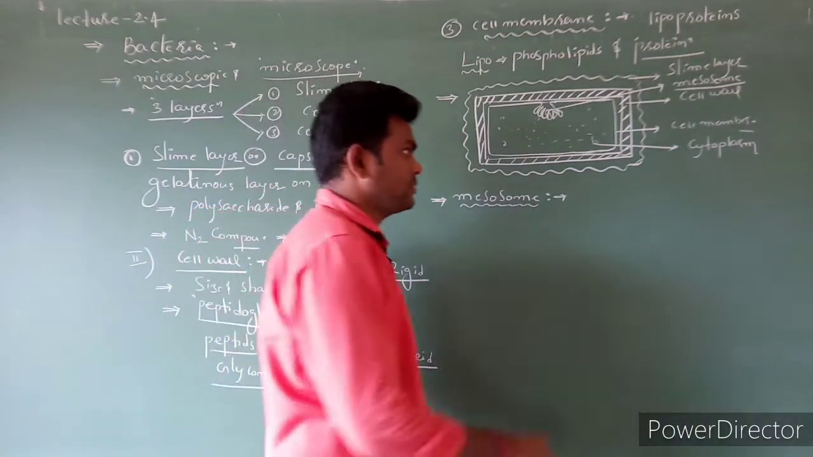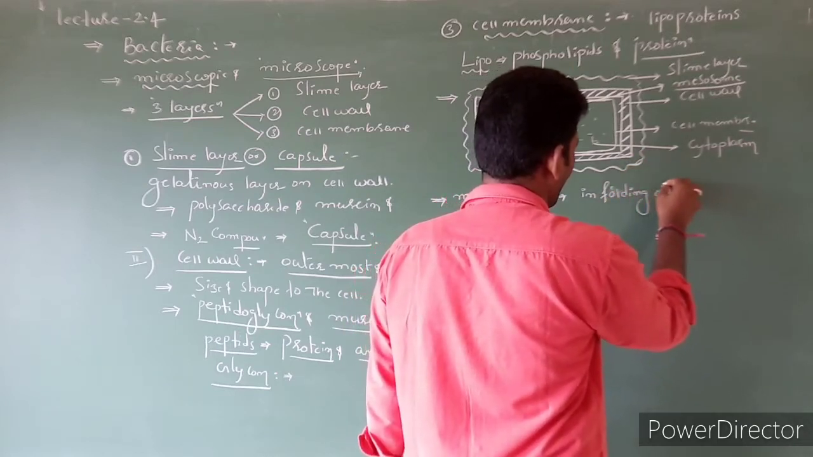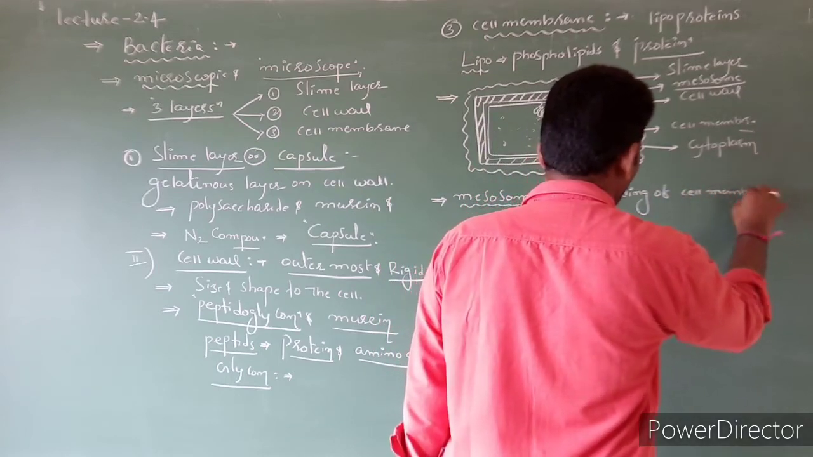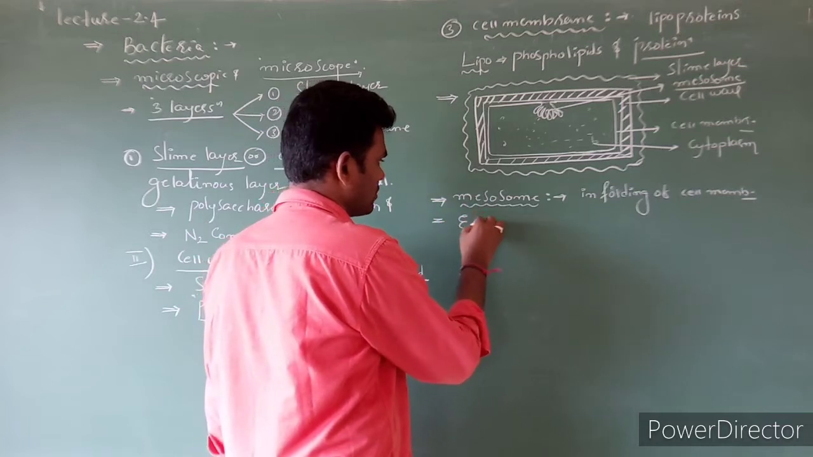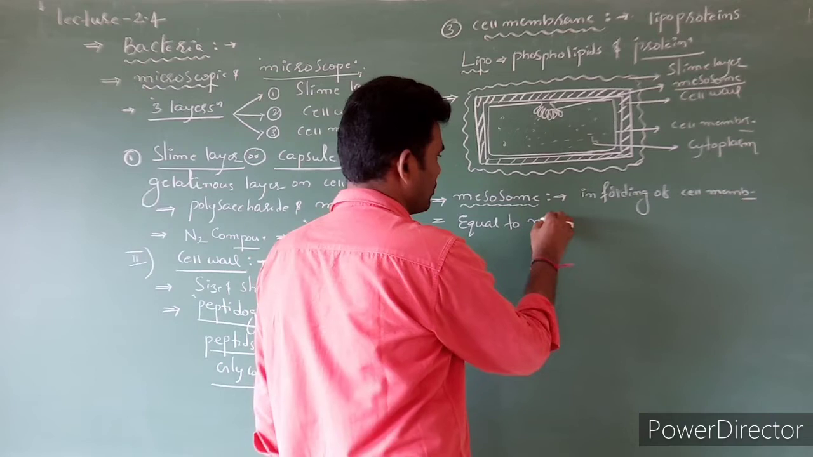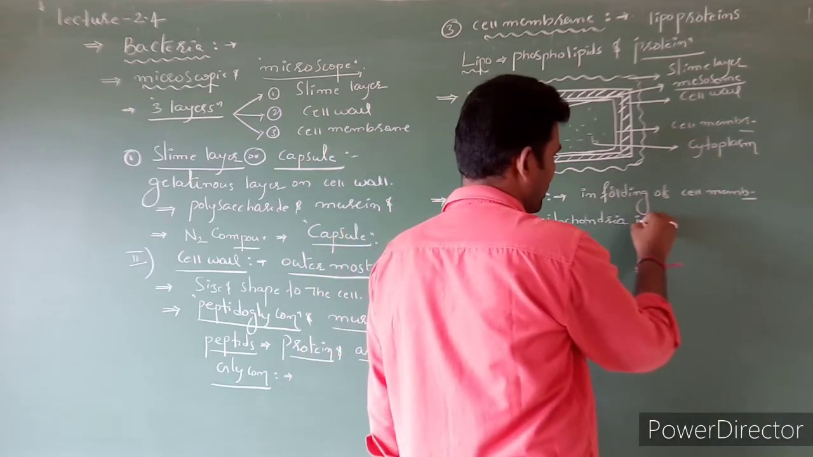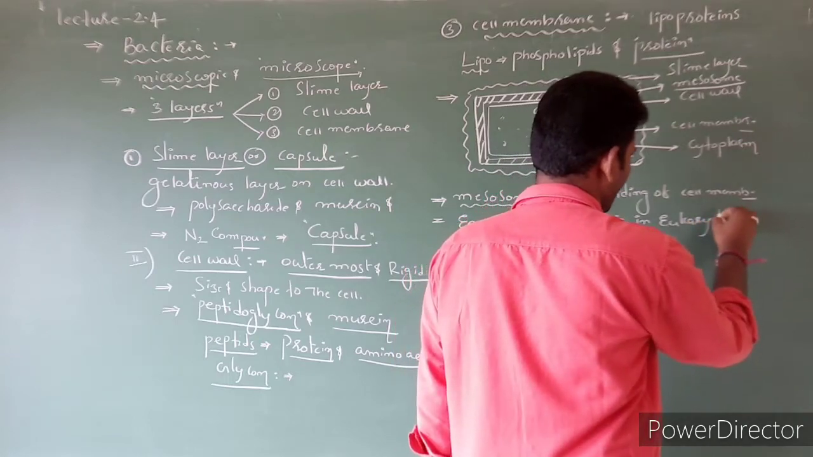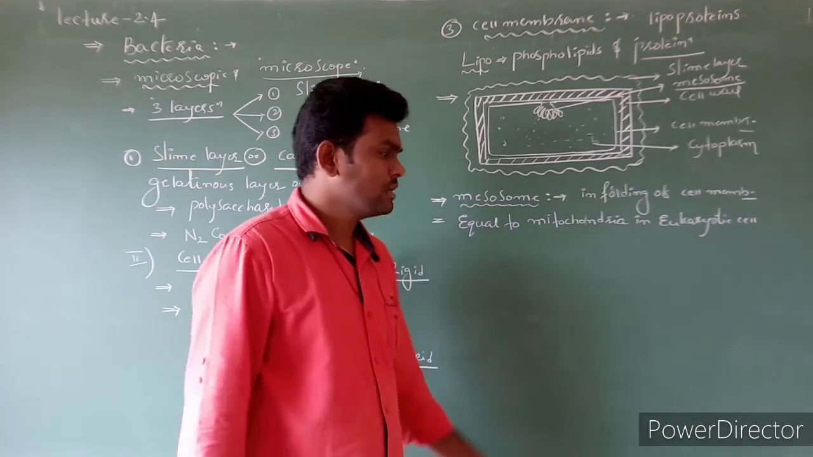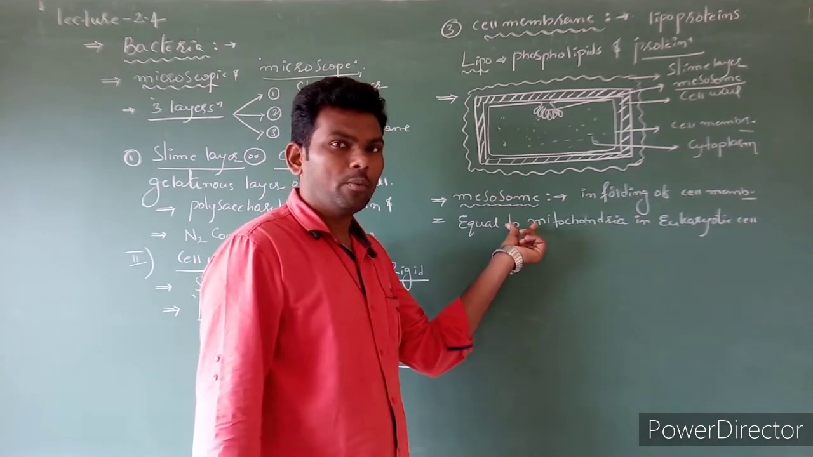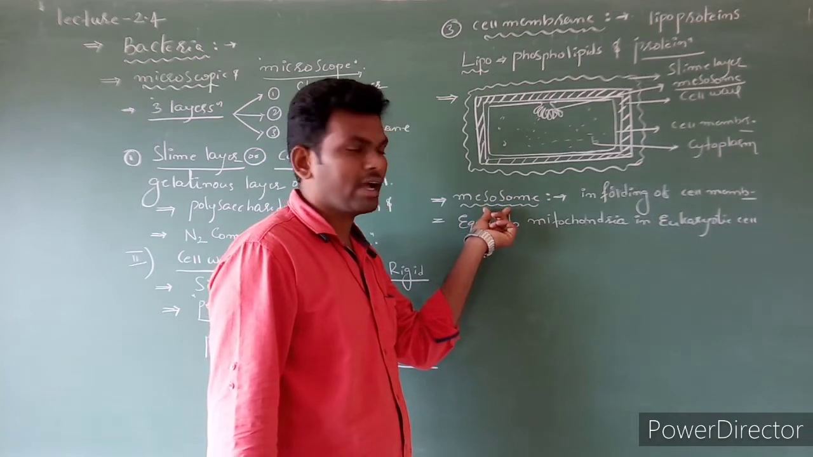Now first we are going to discuss mesosomes. What are mesosomes? Mesosomes are foldings of the cell membrane towards the cytoplasm. These mesosomes are equal to mitochondria in eukaryotic cells. So it means simply that true mitochondria are absent in bacteria. Clear?